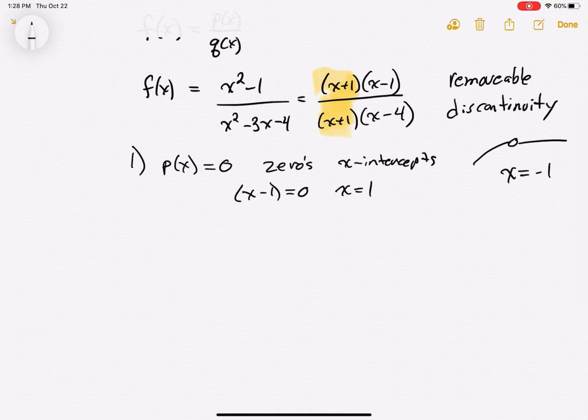The next thing I'm going to do is set my denominator equal to 0. That's going to be x minus 4 equals 0, or x equals 4. This is going to tell me of any vertical asymptotes that I have, because these are numbers that are not in my domain. And as you get really close to this number, the graph is going to go to positive infinity or negative infinity.